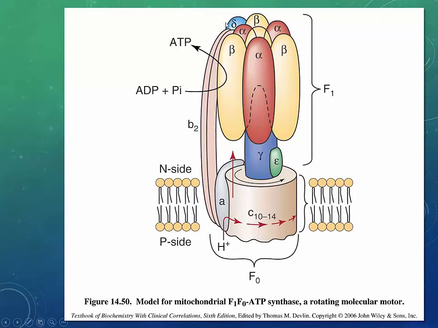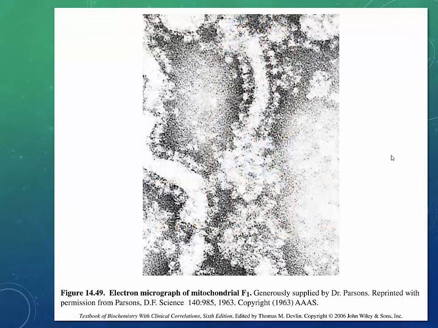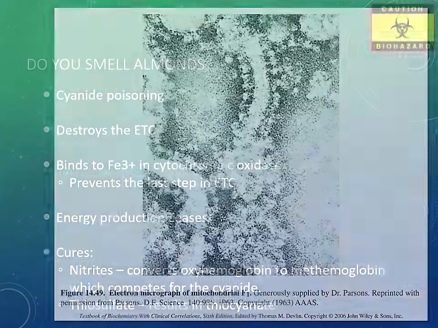The energy of this motion is enough to cause the conformational changes which are needed for ADP plus inorganic phosphate to become ATP. And just briefly showing you an electron micrograph that shows that structure. So it's actually been seen, and there is a small video that can be found on YouTube called Inner Life of the Cell Mitochondria, which actually will show you this entire system. It's really neat. I highly recommend you check it out.